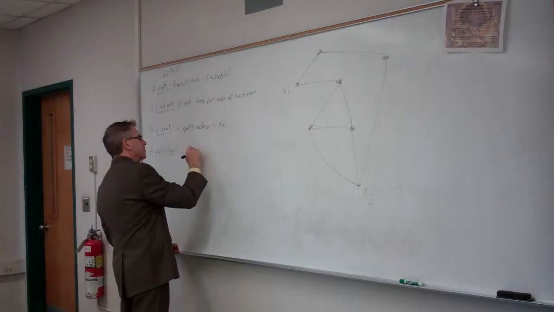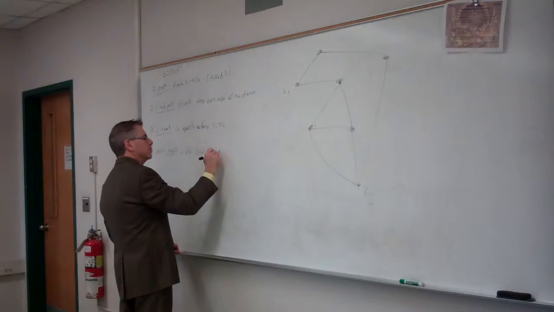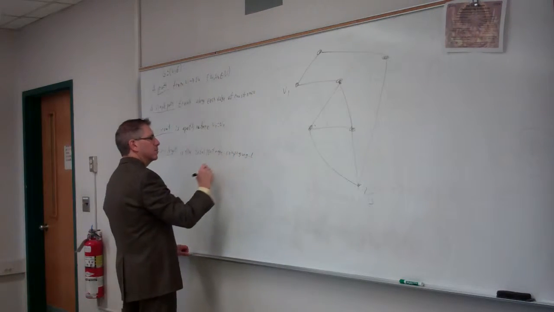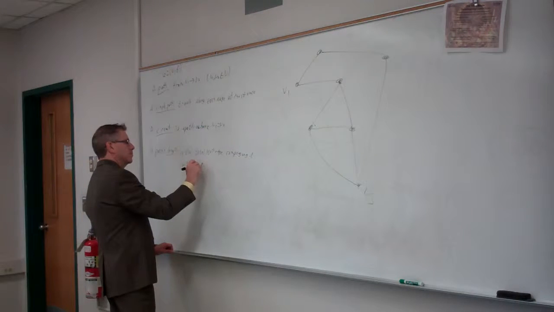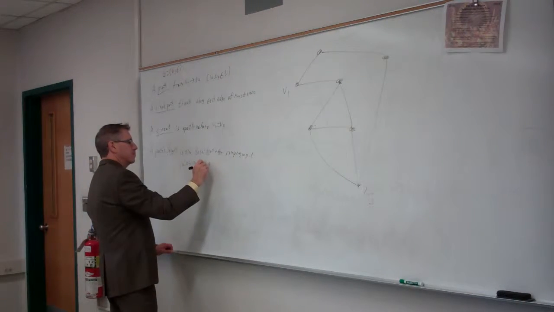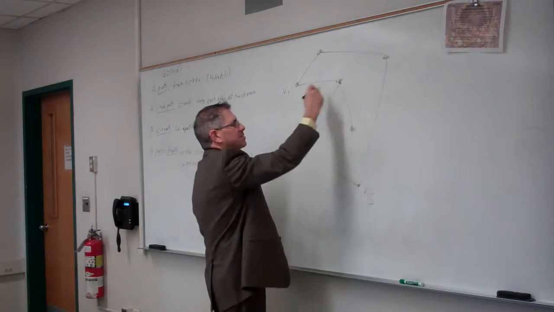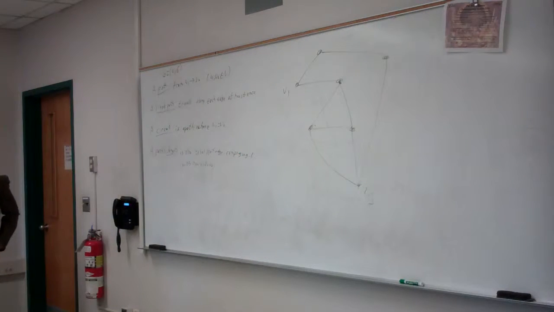A path's length is the total number of edges comprising it, and that's with multiplicity. So if I travel around this triangle 5 times, that adds 15 to the length of that path.